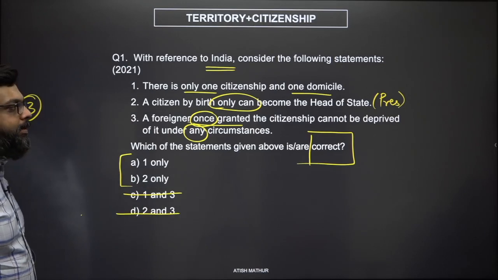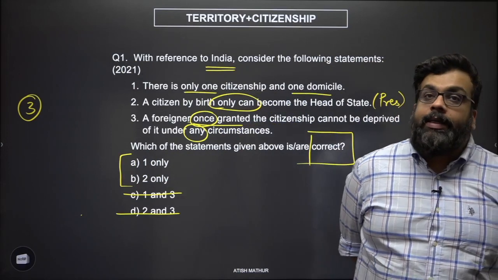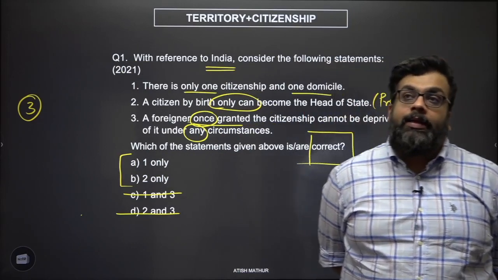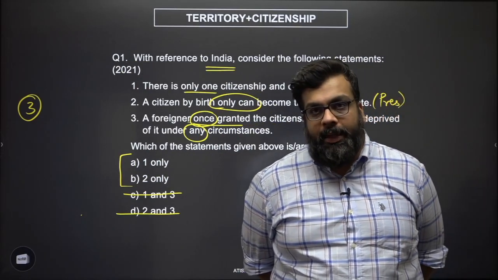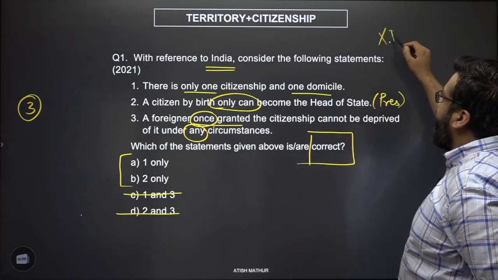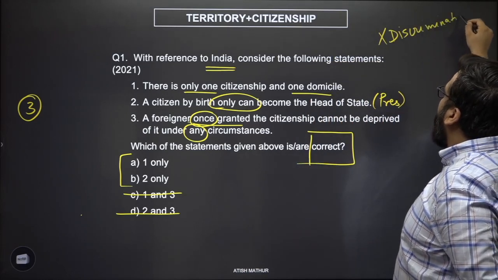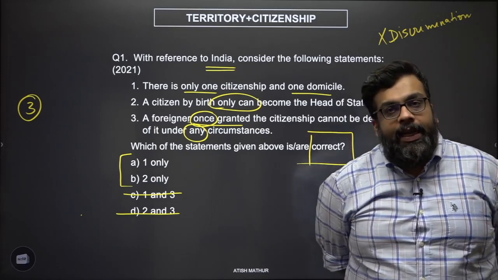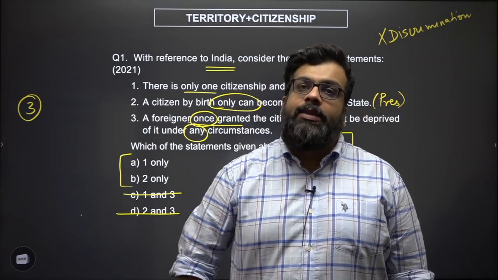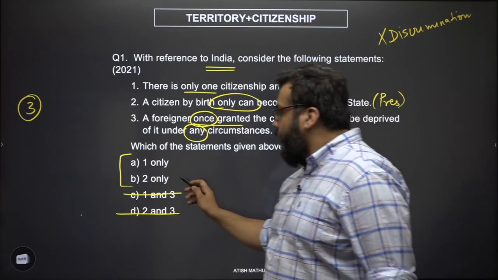A citizen by birth can only become the head of the state. Now we understand that India comes from the context of the partition, which means we've had a fairly destructive and a fairly complicated past. And India, unlike the US, has not discriminated on the basis of how one becomes a citizen and the benefits that one gets out of it. In India, once a citizen, as long as you're a citizen, you're as much of a citizen as anybody else. Which means this statement is also incorrect.